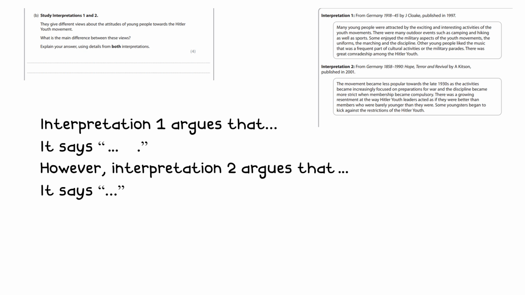You're then going to start your answer with interpretation 1 argues that, and you're going to summarise it in your own words. So imagine that your examiner has not seen the interpretation and you've got to describe to them what it's saying. You're then going to support it with a quote that you've highlighted. So it says, and you're going to copy that quote word for word. Then you're going to write however. And when you write however, it tells the examiner that you know that interpretation 2 gives a different view. So however, interpretation 2 argues that, you're going to summarise it in your own words, it says, and you're going to copy out one of the quotes that you've highlighted. If you follow that writing structure and you put your quotes in, you are guaranteed 4 marks out of 4. So make sure you learn that structure.